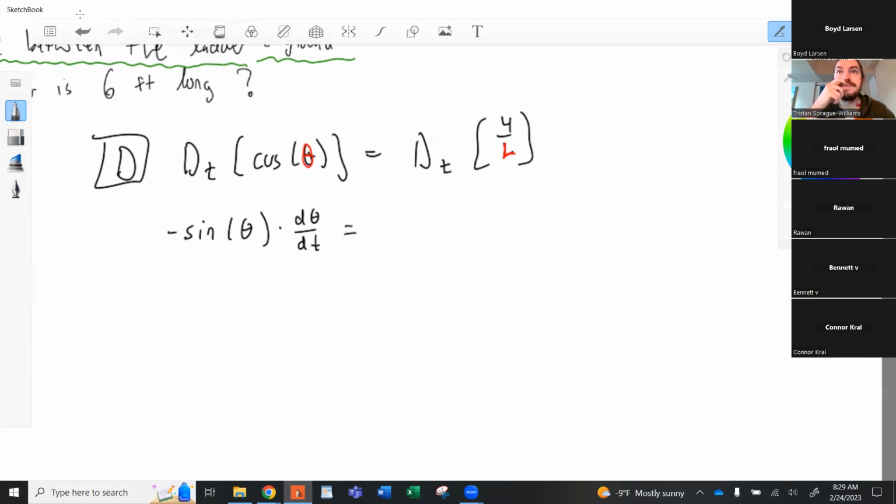So are you using d theta over dt in replace of y prime? So like, would it technically be theta prime if you think about it like that? Yeah. If you're using the Newton notation, it's theta prime.